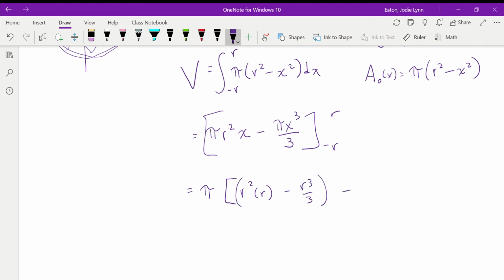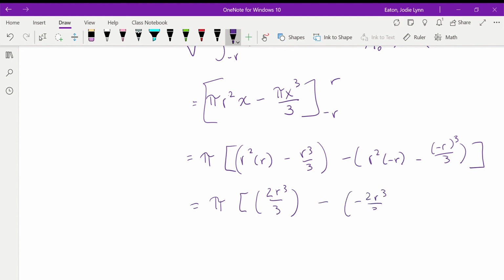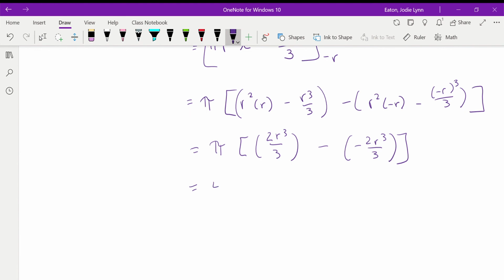That's my first part. I'm going to plug in negative r, which is r squared times negative r minus negative r cubed over 3. This is equal to pi times, we have r cubed minus r cubed over 3, which is 2r cubed over 3, minus, here is a negative 2r cubed over 3, and then positive times a negative, which gives me pi times 4r cubed over 3, and just rearranging the order, which gives me 4/3 pi r cubed. And there is your volume formula for a sphere.